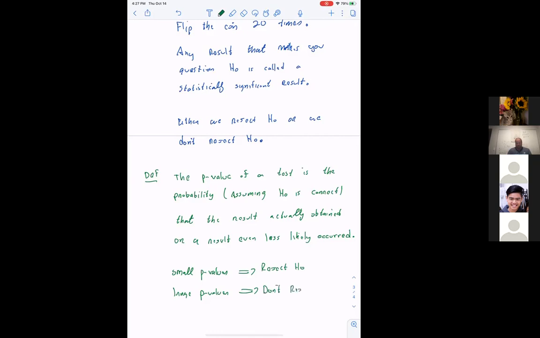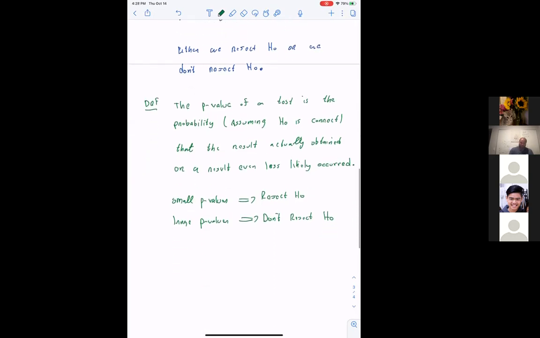So don't reject the null hypothesis for large p-values, but we do reject the null hypothesis for small p-values. Now the question is, how small is small? As a general rule, in the absence of any other information, we will take small p-values to be anything less than 0.05.